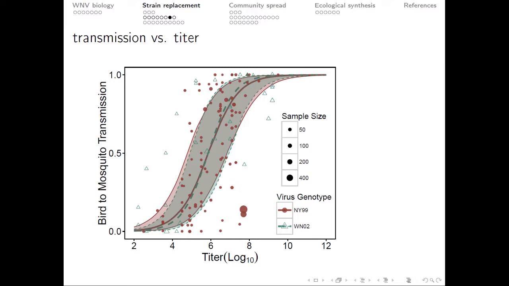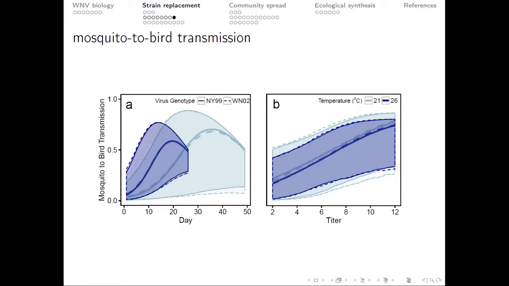If we go ahead and look at the probability that a mosquito gets infected, in this case it's actually usually not birds they're biting, but bags of infected chicken blood. All these fun little details that you get to learn when you study disease. So the probability of transmission as a function of titer is very similar indeed across these two genotypes.